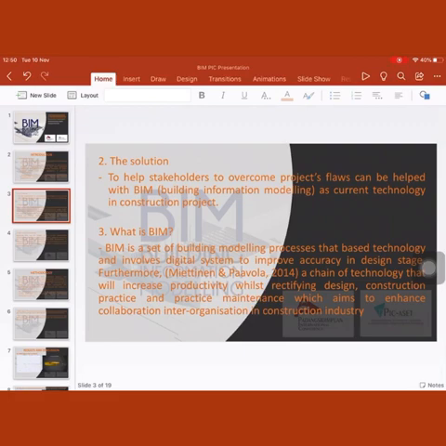BIM is a set of building modeling processes based on technology and involving a digital system to improve accuracy in the design stage. Furthermore, based on Mitinan and Favola, it is a change of technology that will increase productivity whilst rectifying design, construction practice, and maintenance practice, which aims to enhance inter-organization collaboration in the construction industry.